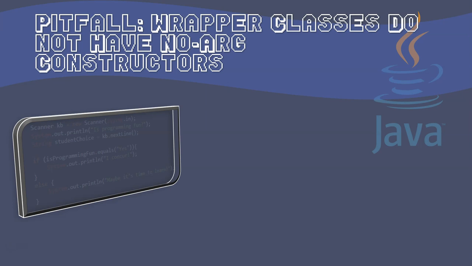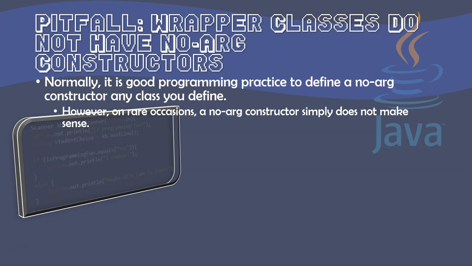Now, there is a pitfall we have to address here with wrapper classes, in that they do not have no-arg constructors. This is something maybe a little unusual to think of because these are pre-existing classes in Java, but they don't have these no-arg constructors that we previously talked about. Normally when we're dealing with classes, it's good programming practice to define a no-arg constructor in any class we define. However, on rare occasions, a no-arg constructor simply doesn't make sense.